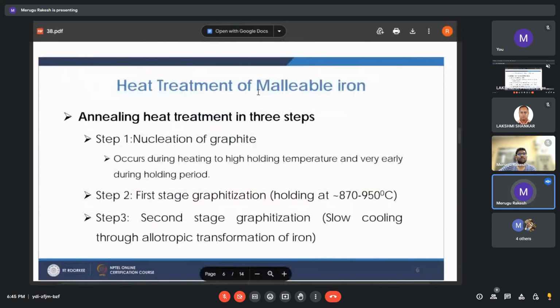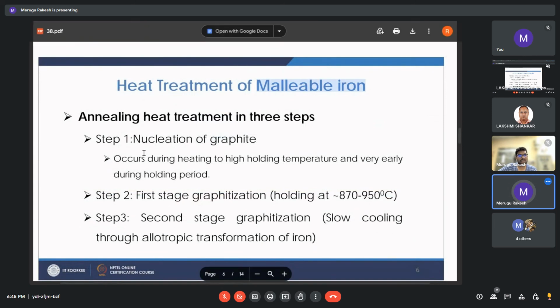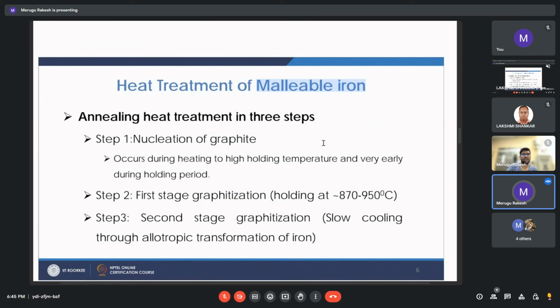Now comes malleable cast iron. As I have explained earlier, this is done for white cast iron. White cast iron is a very hard substance, and we get carbides in it, which is not easily usable in an actual scenario. So we heat treat it in order to get malleable iron. In the last class we discussed this. We do this heat treatment for about 40 hours, and we have the heat treatment curve as well.